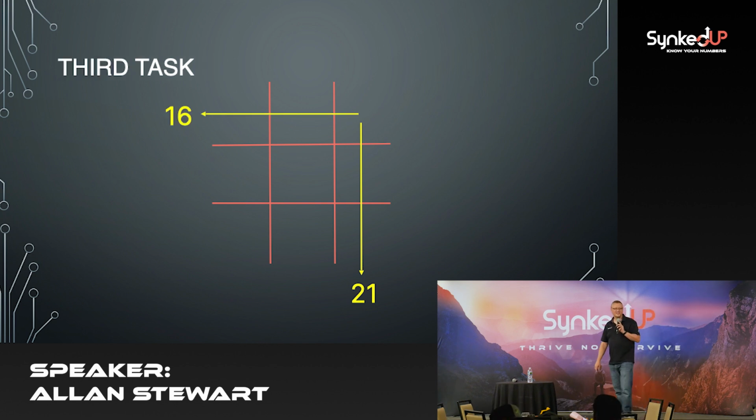On to the third task. So I want you to do this one more time with all the same rules that we've been building on. The right-hand column still needs to add up to 21, but the top needs to add up to 16. Okay? On your mark, get set, go.